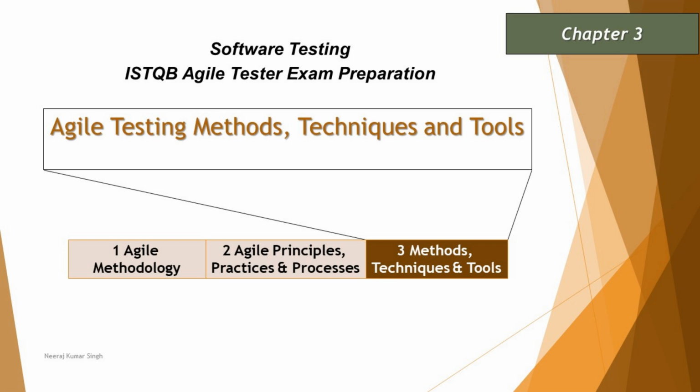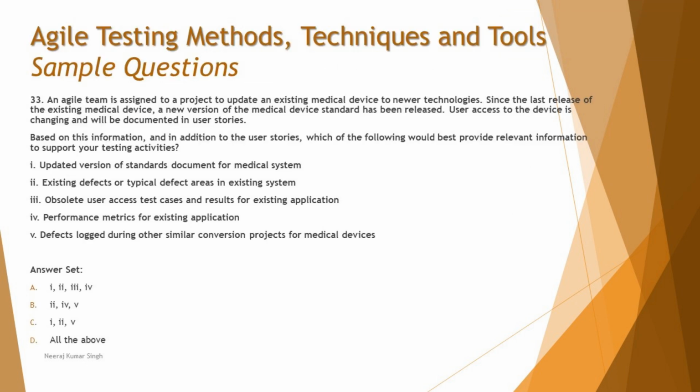Welcome back to another tutorial on ISTQB Agile Tester sample paper discussions. We are talking about the different types of sample questions in this playlist. Today we are in chapter 3 and talking about Agile testing methods, techniques and tools related questions. So far we have covered a few of them and we'll be looking at some more questions for today's tutorial. The next question we have for today is question number 33, and let's have a look at that.